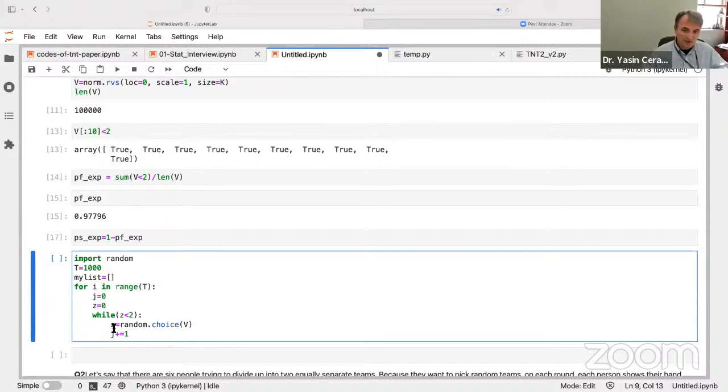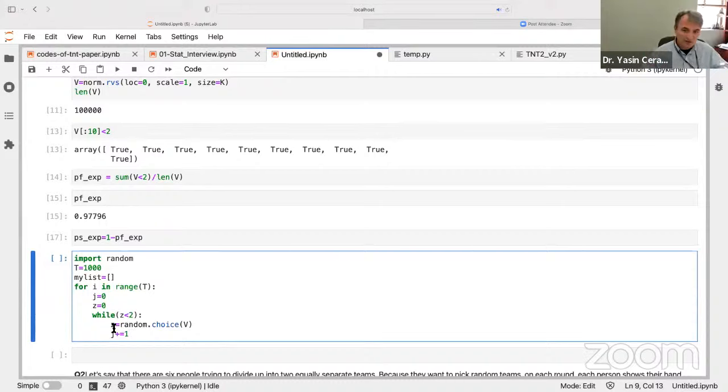Now I want to get the mean of these numbers. So again, my list: look at the first guy. It took 128 times for this person to get a number greater than 2. Second guy, 20. Third guy, 34. So these are the counts of the number of times each person tried. I'm going to take the average of this.